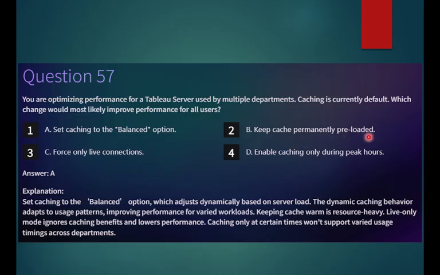Keep cache permanently preloaded. If we keep the cache permanently preloaded, it is resource heavy. That's why it is not a feasible solution. Force only live connection. A live connection ignores the caching benefits and lowers the performance, as in a live connection we are not able to use the caching feature. Enable caching only during peak hours. Caching only at certain times won't support varied usage timing across departments. If one department is using another time of refresh, or another department is using another time of refresh, this will not solve that problem. Moving to the next question.